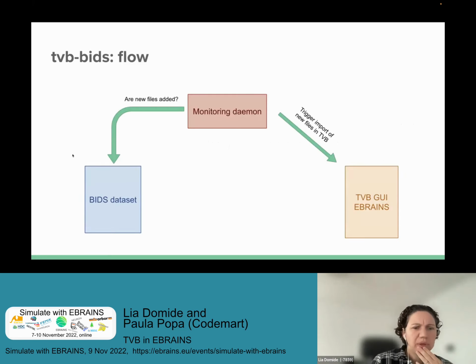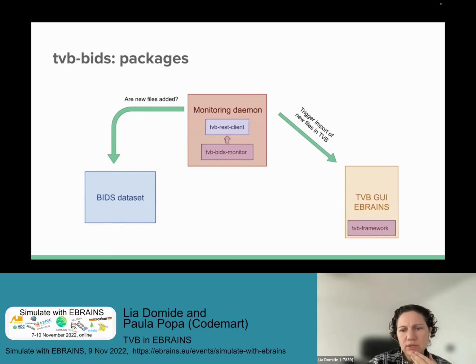As blocks, we have the local BIDS data set, we have a monitoring daemon, and then we have the graphical interface of TVB, which can be on eBrains, on the local machine, or on an institute server in the same local network. And as packages, we can recognize here the TVB framework in the web part, and locally for the monitoring daemon, which makes the TVB BIDS, we have a new module, TVB BIDS monitor, which incorporates a TVB REST client that's communicating with the framework.